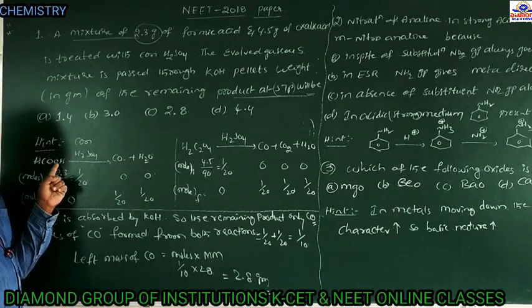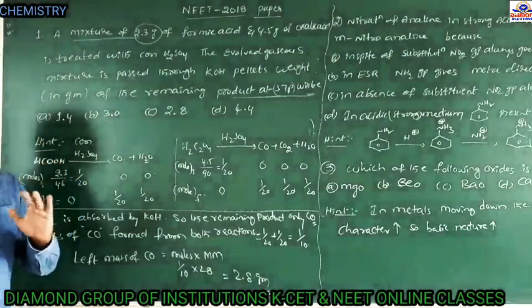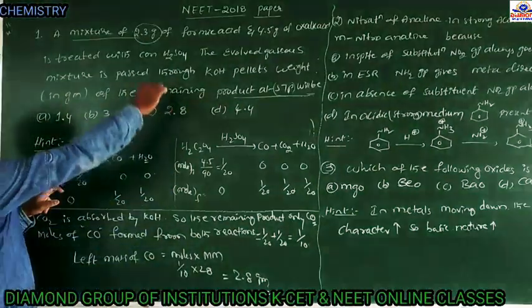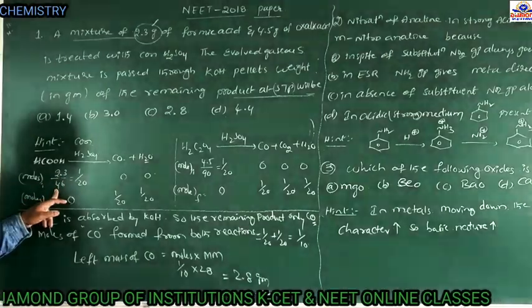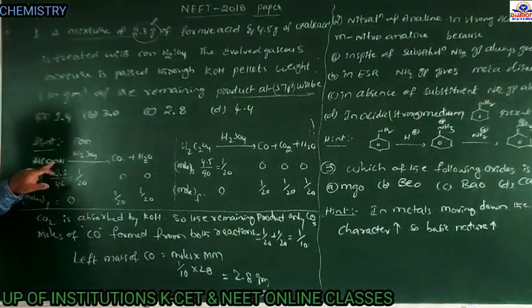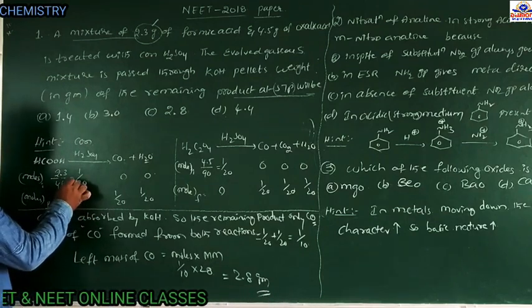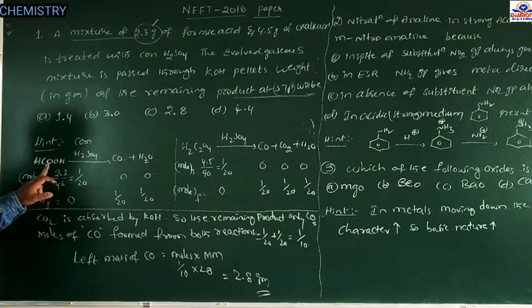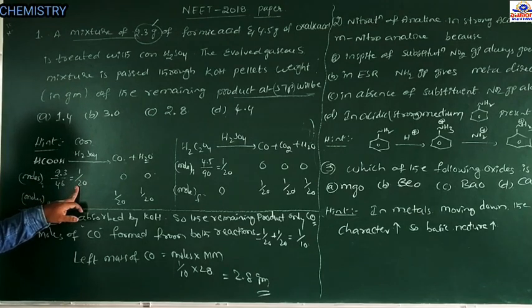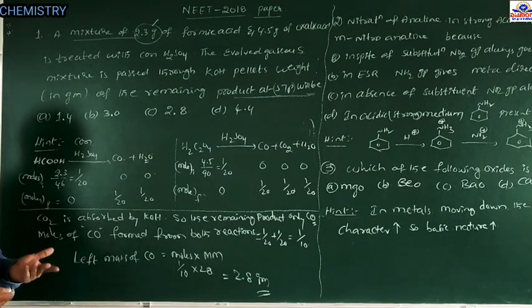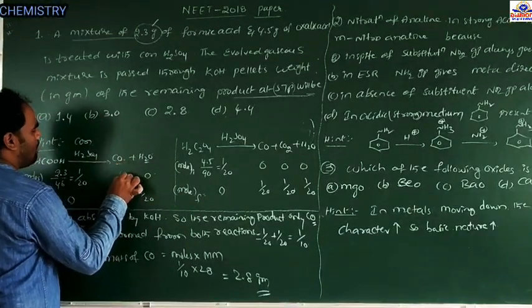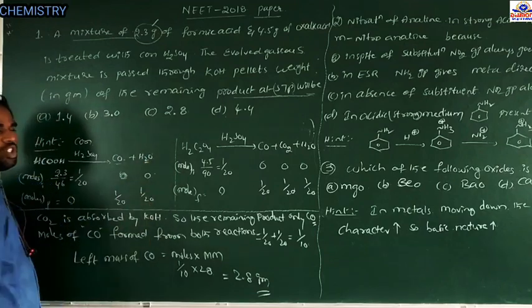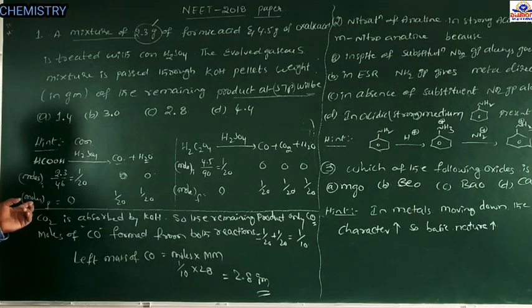Next, first we have to find out the initial moles of formic acid. Number of moles equals weight by molecular weight, right? Formic acid weight is 2.3, and formic acid molecular weight is 46, because of one carbon, two oxygen and two hydrogen. 2.3 by 46 is nothing but 1 by 20. So formic acid initial moles is 1 by 20, and at initial time, that means the reaction has not started, the number of moles of carbon monoxide is 0, and water is also 0.